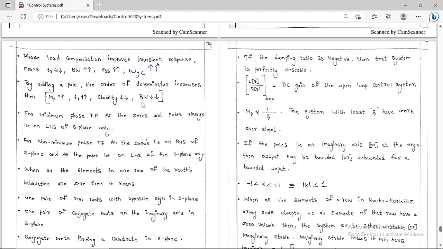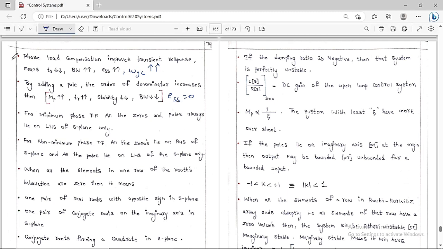In the case of a lag compensator, it is always going to improve the steady state response. It is going to deviate the transient response to a smaller extent. So therefore we can say the steady state error will be 0 here. The rise time is going to increase, as you can already see here, but the bandwidth is going to decrease because the product is always equal to a constant.